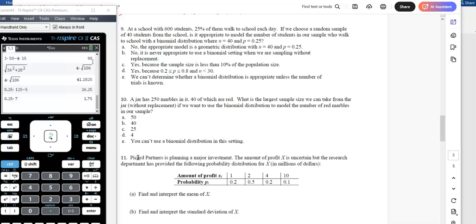At a school of 600 students, 25% of them walk to school each day. If we choose a random sample of 40 students, it is appropriate to model the number of students in our sample who walk to school with a binomial distribution where N equals 40 and P equals 0.25. So we know it's binomial. Oh, wait, no. Is it appropriate? I don't know. Let's see. Does it pass the BINS?